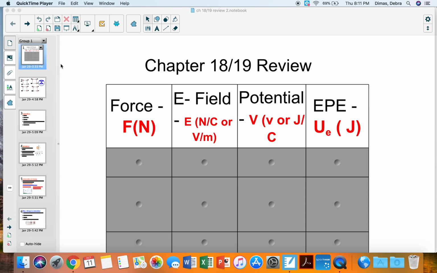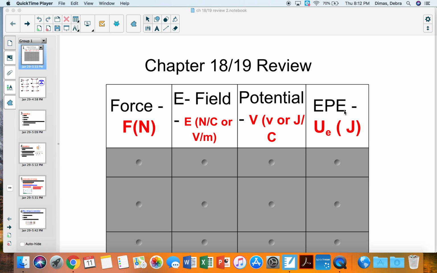Chapter 18-19 review. We are looking at comparing force, E-field, potential, and electrical potential energy. Those are the four big concepts between the two chapters that you need to keep straight. You're pretty familiar with force, you know it's F and measured in newtons. E-field, you've had gravitational fields, you kind of get it as the area around the charge, measured in newtons per coulomb or volts per meter. Potential is really new, that's our newest concept, and that's V, and it's measured in volts or joules per coulomb.